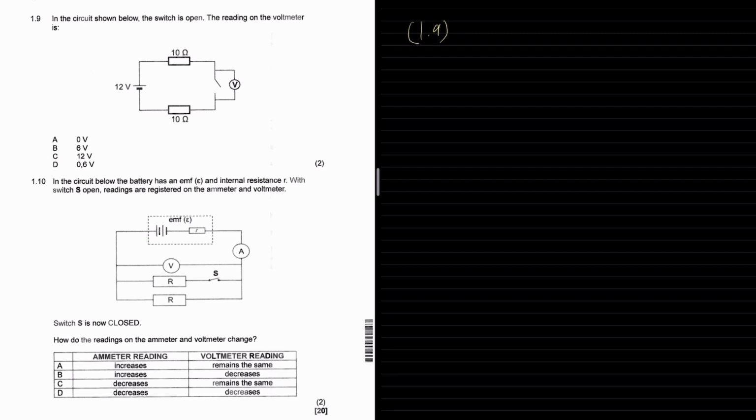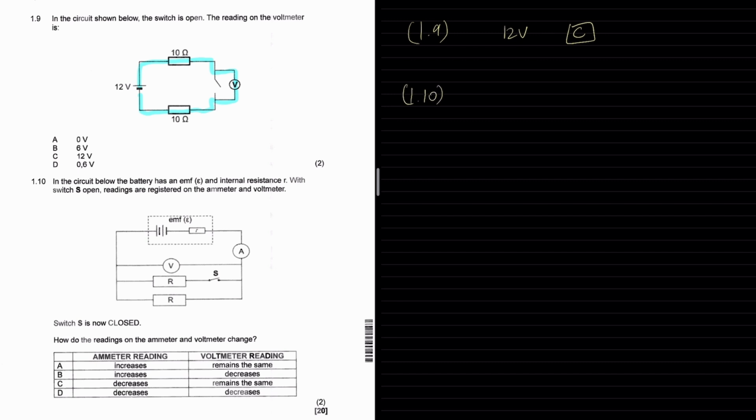Now, you can imagine it as if this voltmeter is connected directly across the terminals of the battery. And so if the voltmeter is connected directly across the terminals of a battery, it's going to read the EMF of the battery, which is 12.